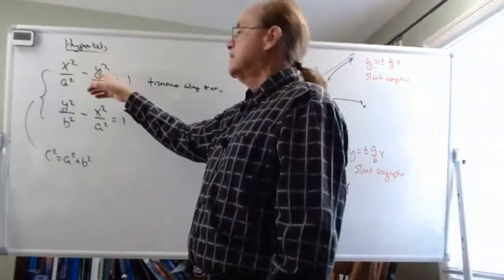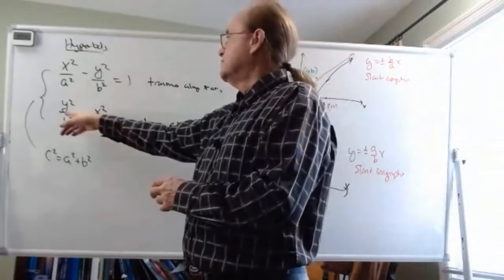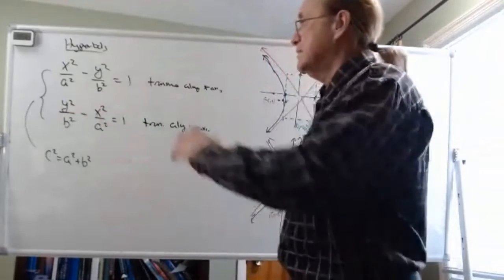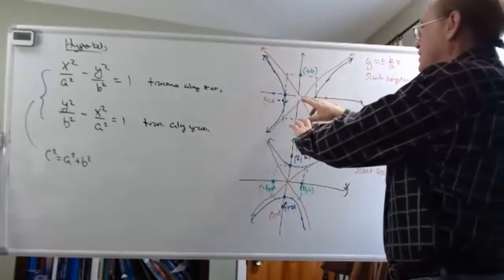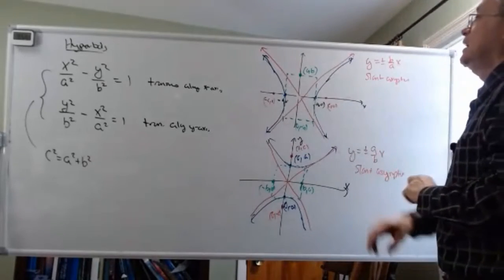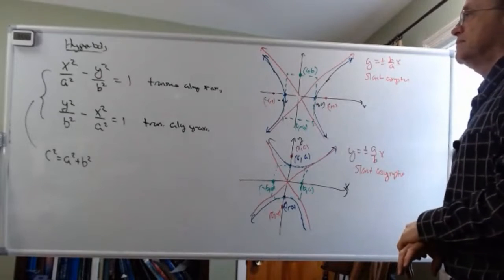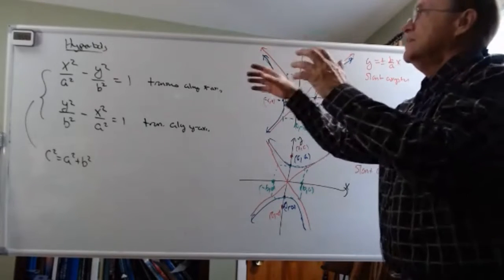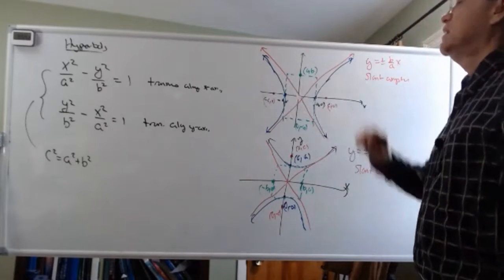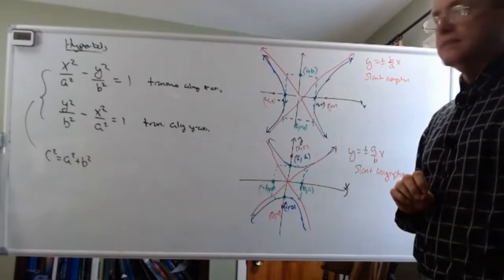That would be y minus k quantity squared. And over here is y minus k quantity squared and x minus h quantity squared. And that would just shift it. Instead of being centered at the origin, it would just move it around. But it would still be, if you will, a hyperbola. Okay, so those are the geometric and then the algebraic forms of what my hyperbolas look like.